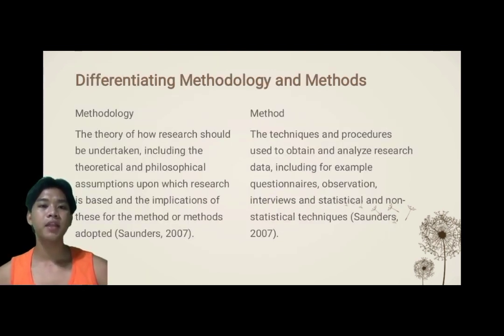Next, differentiating methodology and methods, the data gathering and data construction techniques. Methodology is the theory of how research should be undertaken, including the theoretical and philosophical assumptions upon which research is based and the implications of these for the methods adopted, by Saunders 2007. This means research methodology is a systematic way to solve a problem. It is a science of studying how research is to be carried out.